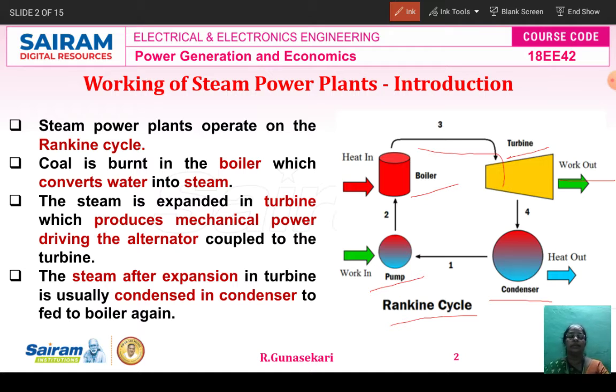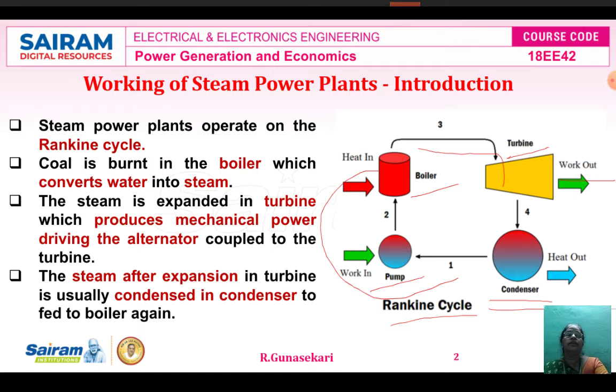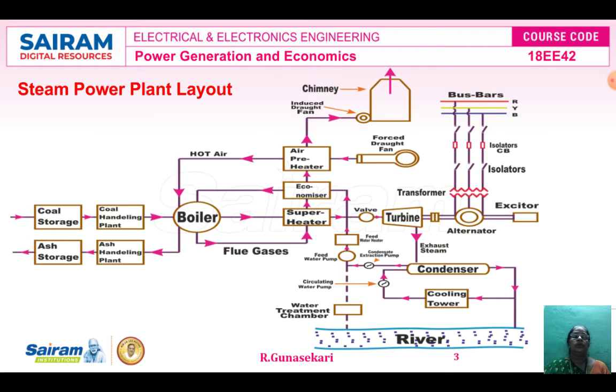Then the steam after expansion in the steam turbine is condensed in the condenser. Then again, through the pump, it is fed back to the boiler. So this cycle is called the Rankine cycle. Based on this principle only, the steam power plant works. Now you see the layout of the steam power plant.